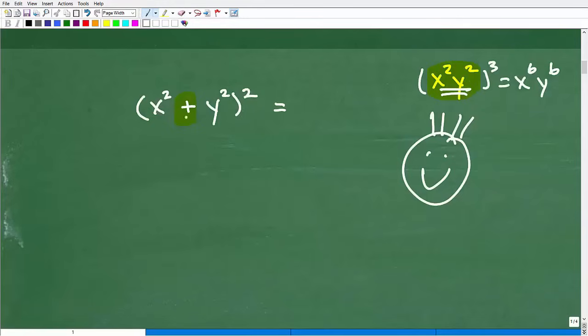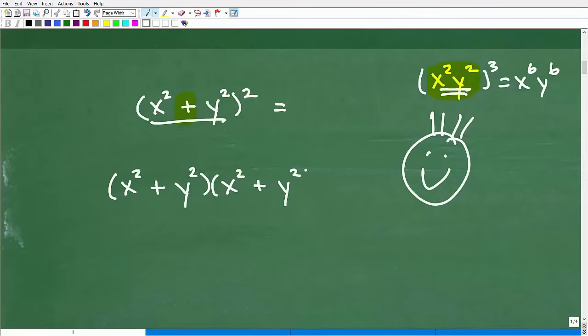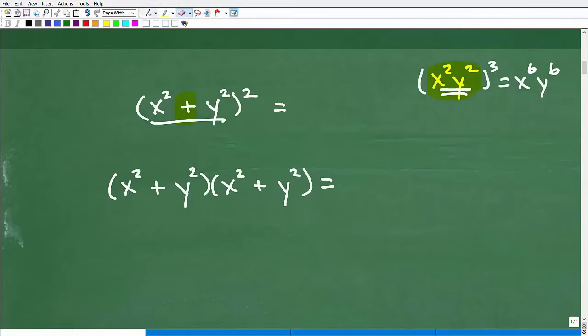All right, so how do we handle this problem? Well, the way we handle it is to write out exactly what it means. So we have x squared plus y squared, squared, meaning we're going to multiply this by itself, right? So that's what we're going to do. That brings me to part 2 of this video.